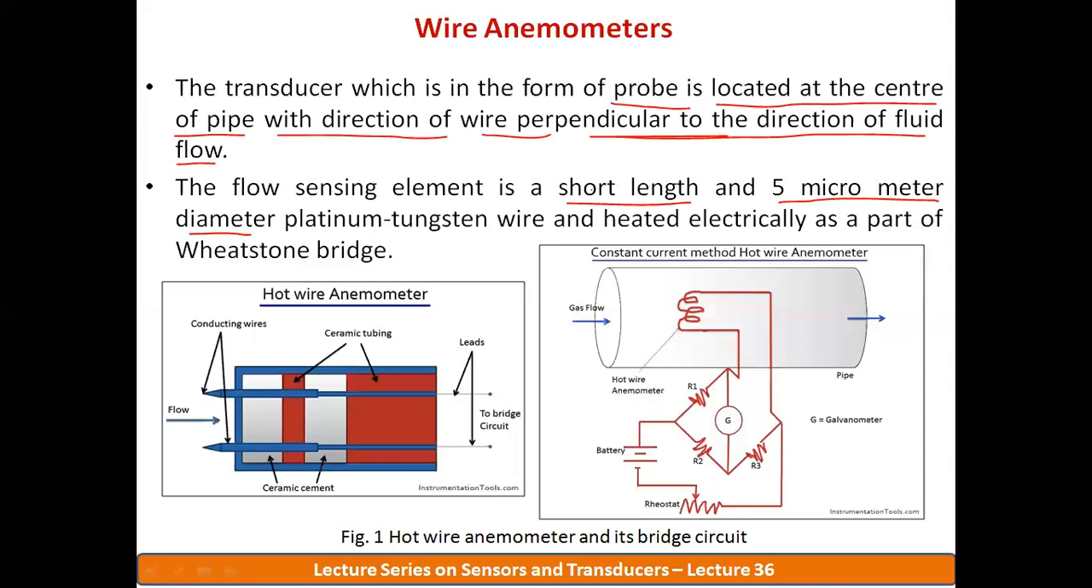So its length will be short, and its diameter will be in terms of a few millimeters. Here one example is given, that is a platinum tungsten wire anemometer.